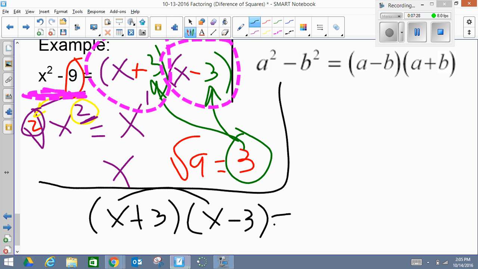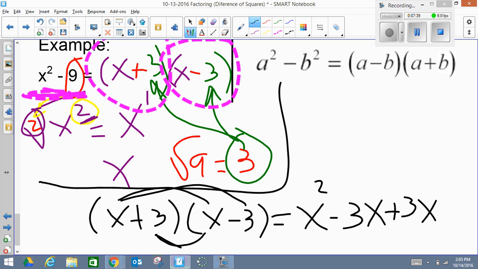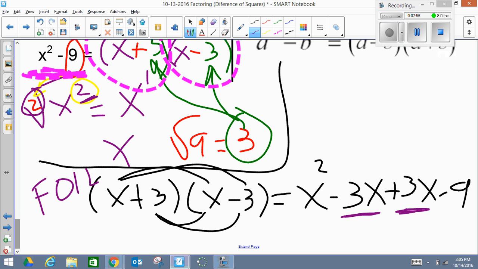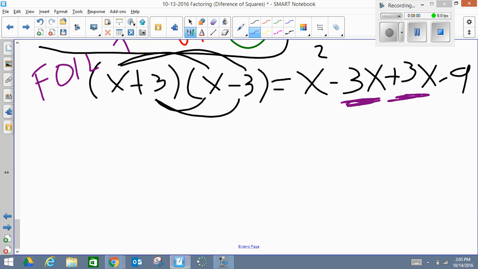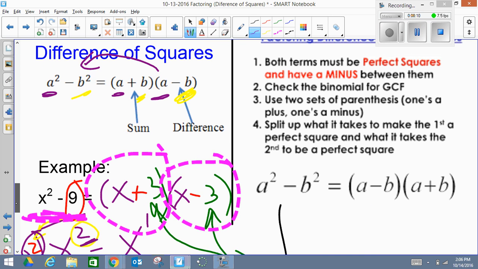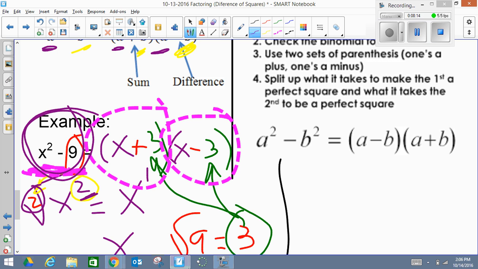Okay? X times x, x squared. X times negative 3, negative 3x. 3 times x, positive 3x. 3 times negative 3, negative 9. And what I just did was use something called FOIL. Okay? First, outer, inner, and last. Once I multiply all my terms, I notice that in the middle, I can combine like terms. Okay? So negative 3x plus 3x, they cancel out. What do I have left? X squared minus 9, which is the original problem here. So how do you double check your factoring? You multiply back and you should get your original problem.